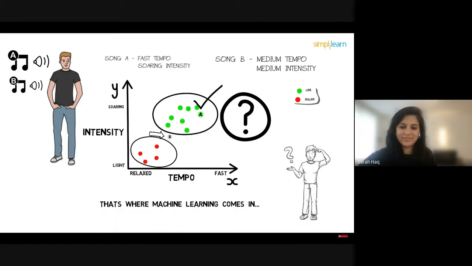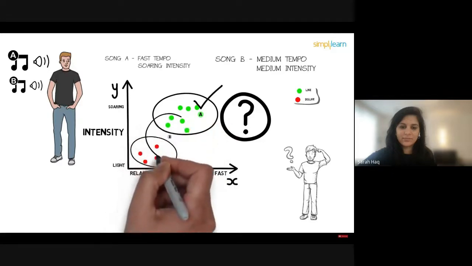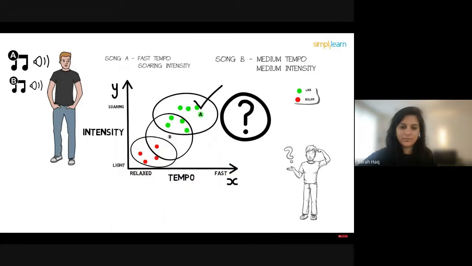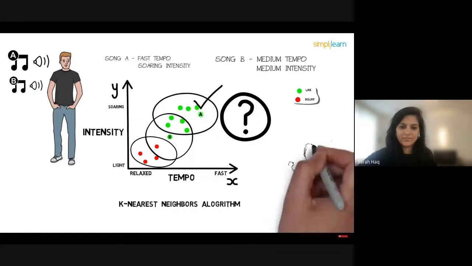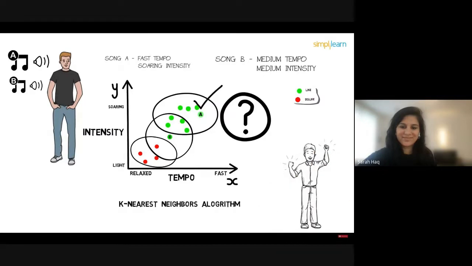Let's see how. In the same example, for song B, if we draw a circle around the song B, we see that there are 4 votes for like, whereas 1 vote for dislike. If we go for the majority votes, we can say that Paul will definitely like the song. That's all. This was a basic machine learning algorithm also. It's called K nearest neighbors. So this is just a small example in one of the many machine learning algorithms. Quite easy, right? Believe me, it is.